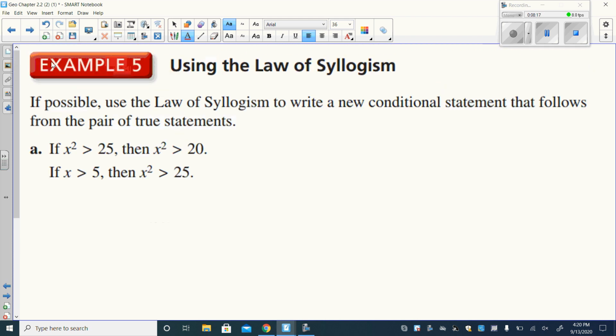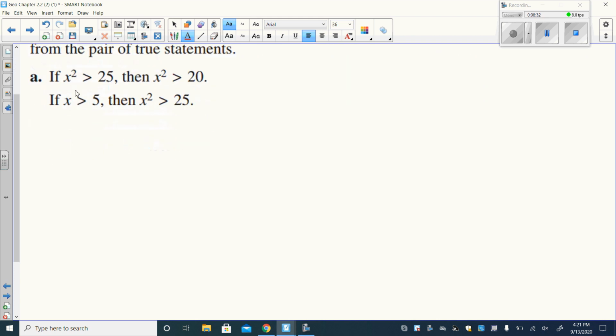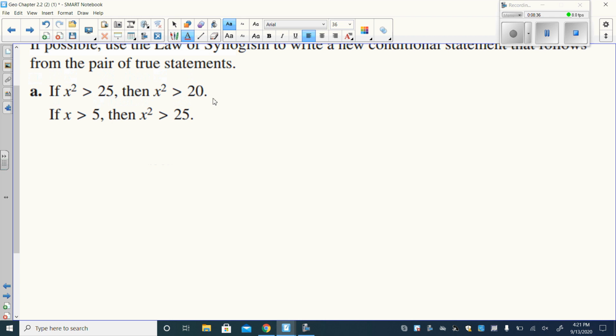So this right here is the last thing we're going to look at. We'll look at it again tomorrow. But law of syllogism, if possible, use the law of syllogism to write a new conditional statement that follows the pair of true statements. So when we look at these two statements here, if x squared is greater than 25, then x squared is greater than 20. That's one statement. If x is greater than 5, then x squared is greater than 25.